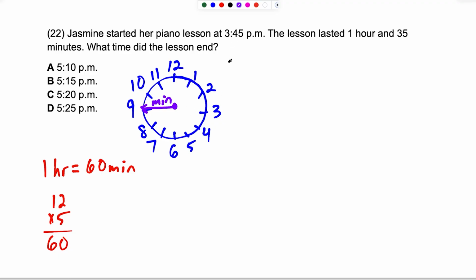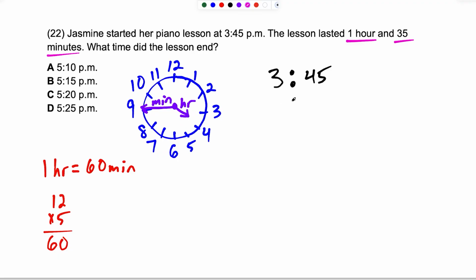Okay, yes, it is 3:45 p.m., but with a clock, as the minute hand goes around, the hour hand moves slowly to the next hour. Okay, so this is the hour hand, and this is the minute hand at 3:45 p.m. But in this question, they're telling us that it's 3:45 and the lesson lasted 1 hour and 35 minutes. But what I'm going to do is break this into pieces. Okay, so the 1 hour and 35 minutes, I'm going to break this into pieces.